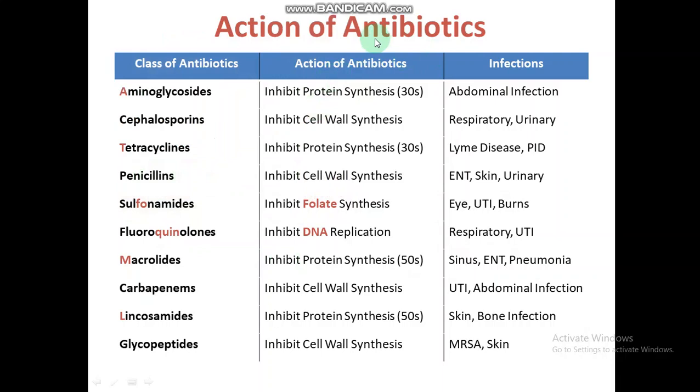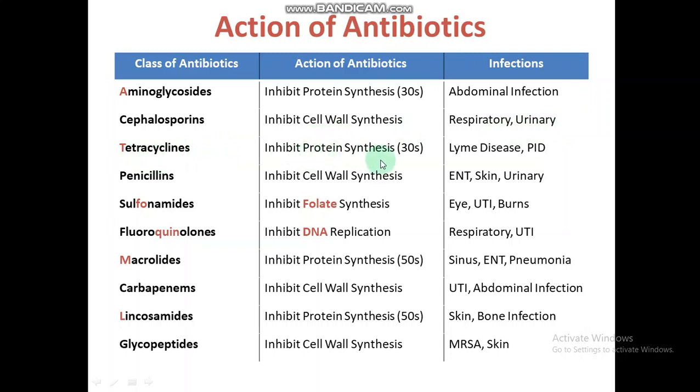Action of antibiotics. Aminoglycosides inhibit protein synthesis, and they act on the 30S ribosome. They are used for abdominal infection. Cephalosporins inhibit cell wall synthesis. They are used for respiratory and urinary tract infection.